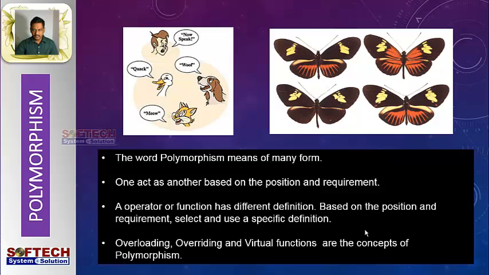That is, we can give additional meaning to the existing one. This is the major part of polymorphism. If we access the function, it has different versions. The same name has more than one function. At the time of accessing, it selects any one based on the position and the requirement. This is polymorphism.